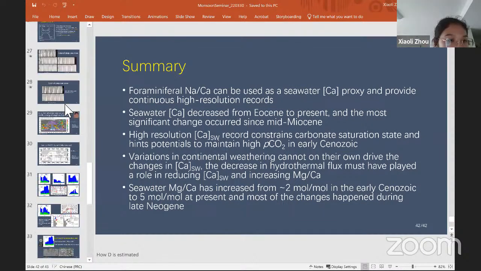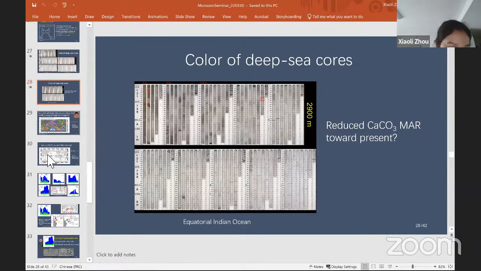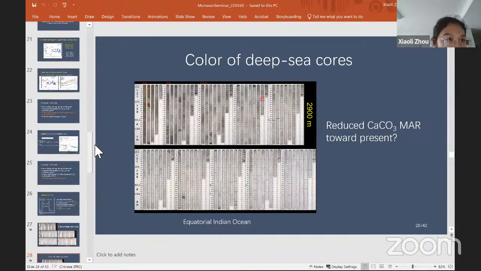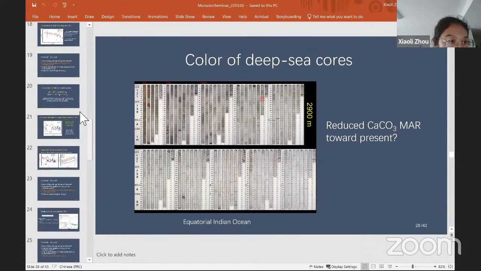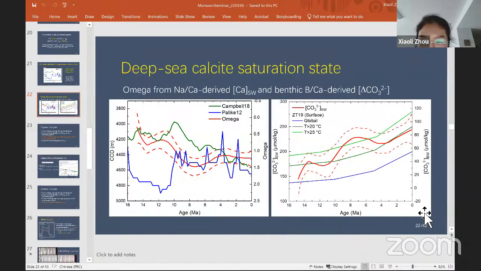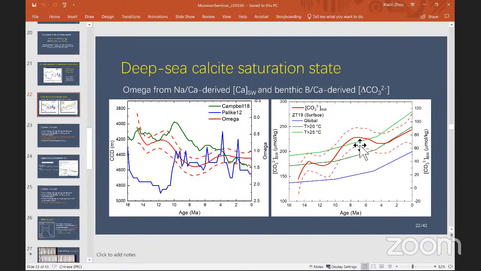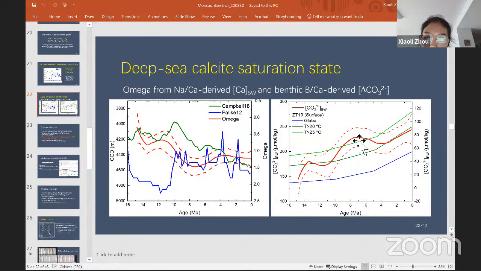Actually, I think I didn't put my boron calcium record here, but it's very similar to the carbonate saturation. Oh, okay, here. So do you see the hump around 8 or 7 million years? Right. So our boron calcium ratio also suggests a similar trend. So there's a hump here in our boron calcium ratio.